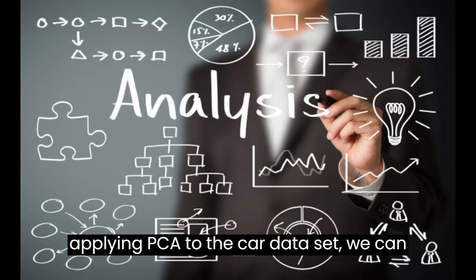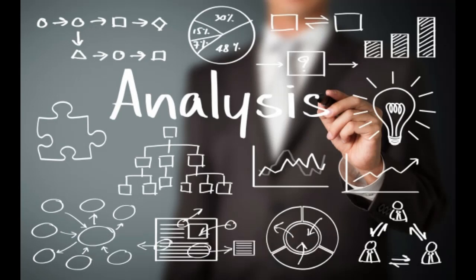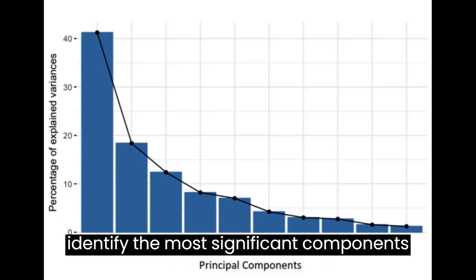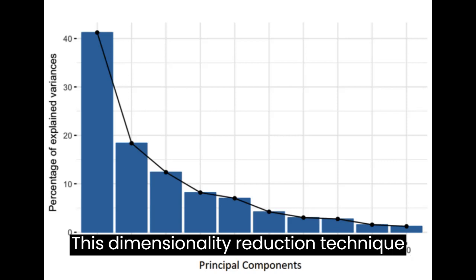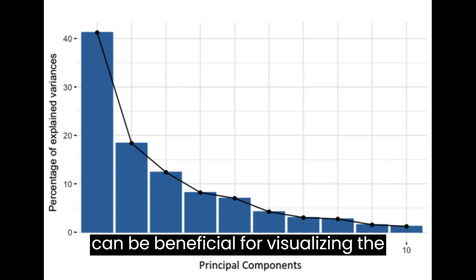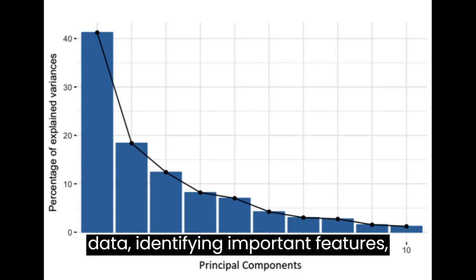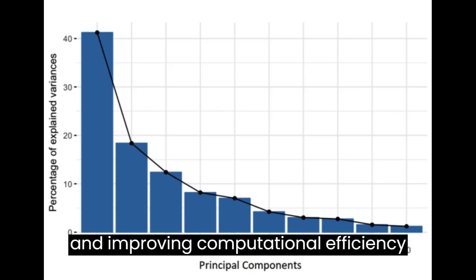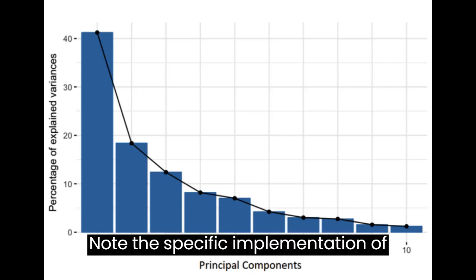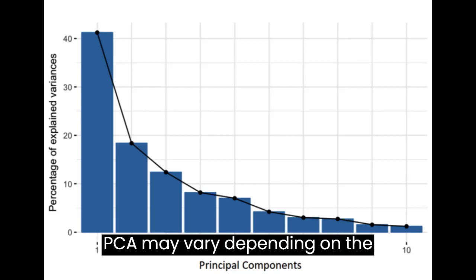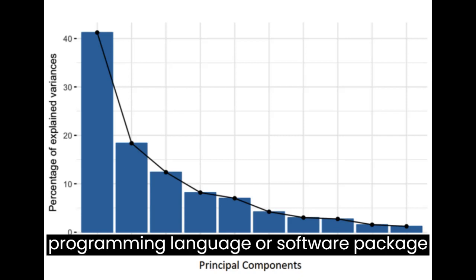By applying PCA to the car dataset, we can identify the most significant components that explain the variance in the data. This dimensionality reduction technique can be beneficial for visualizing the data, identifying important features, and improving computational efficiency in subsequent analysis tasks. Note, the specific implementation of PCA may vary depending on the programming language or software package you are using.